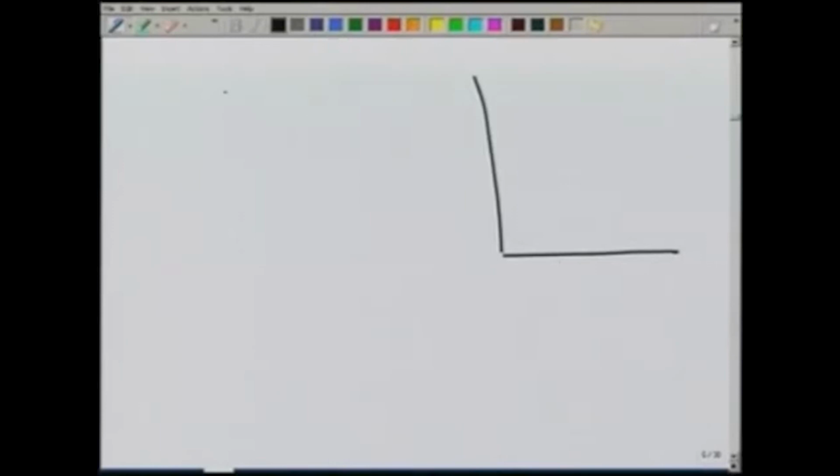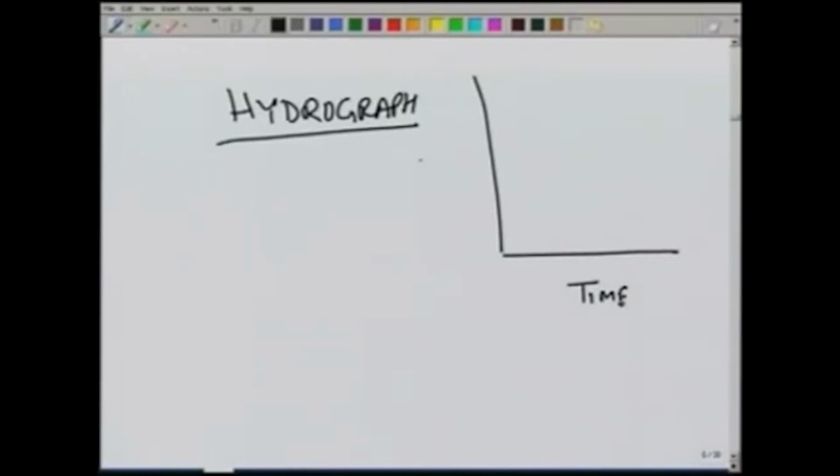Now, how do we study the runoff in a river? Typically, what we do is plot what is known as a hydrograph, which tells us how the flow in a river or a stream varies with time. The flow typically would be in meter cube per second. The time may be in hours, days, or even months, depending on what scale we are talking about.